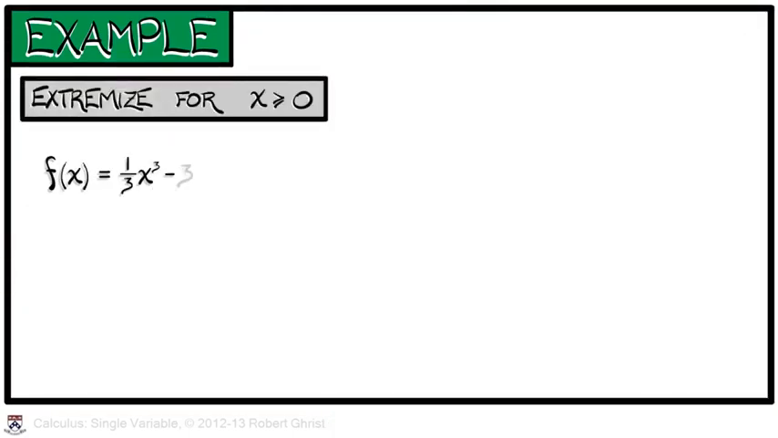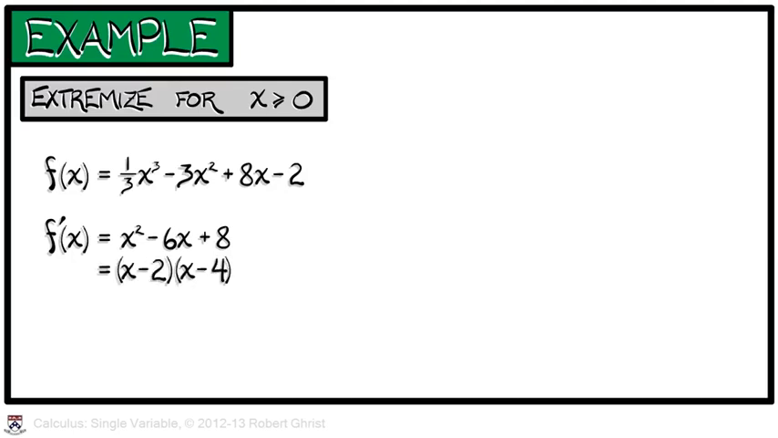In this case, extremize the function f of x equals x cubed over 3 minus 3x squared plus 8x minus 2. And here the extremization is with some constraint. Namely, we want x to be bigger than or equal to 0. So no negative values. Let's proceed the same way. We compute the derivative of f, and we get x squared minus 6x plus 8.